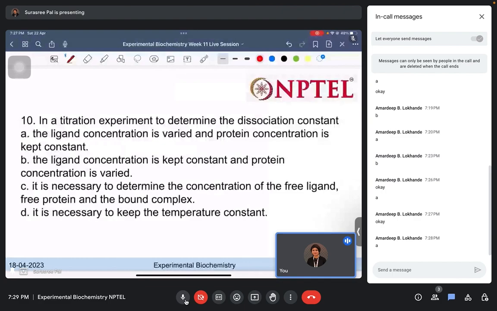So either the ligand can be titrated in or the protein can be titrated in. If the ligand is titrated in, then the ligand concentration is varied. If the protein is titrated in, the protein concentration is varied. And it is also essential to keep the temperature constant. Calculate the dissociation constant.